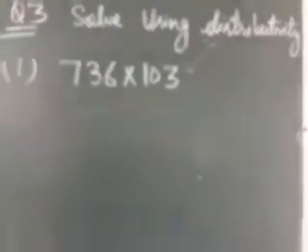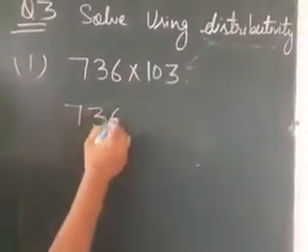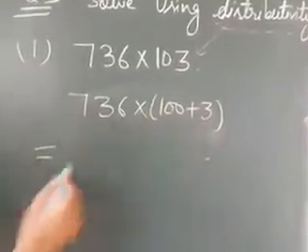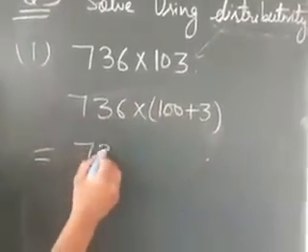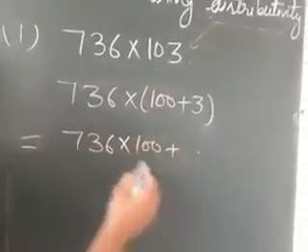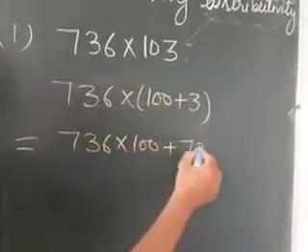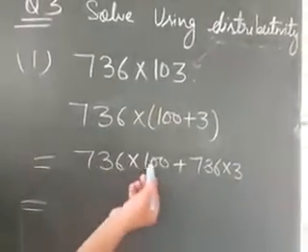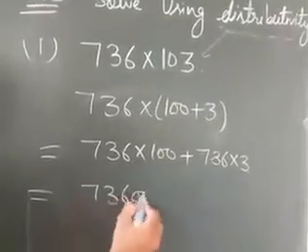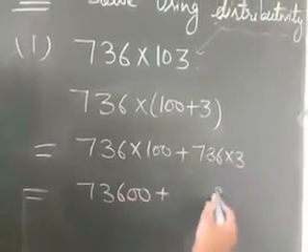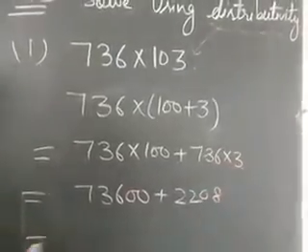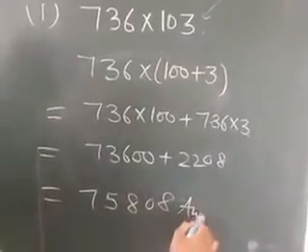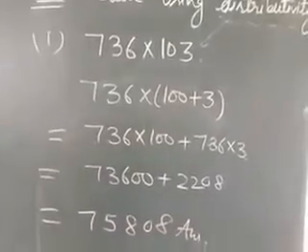So 103 can be written as 100 plus 3. Now to use the distributive property, we have to distribute this number to this. Then plus sign, then we distribute this number to this. Multiplication of these two, again this number will end with 2 zeros. And multiplication of these is this. Now add these two numbers like this.